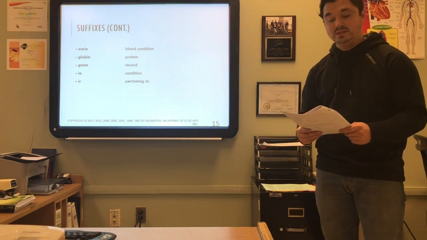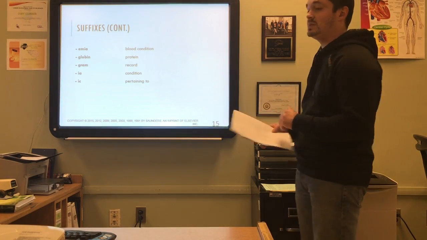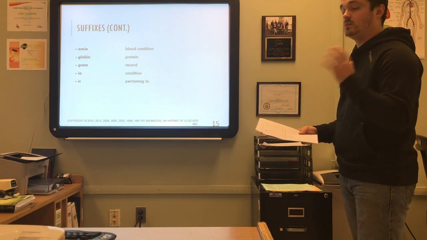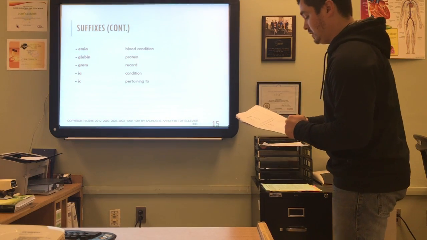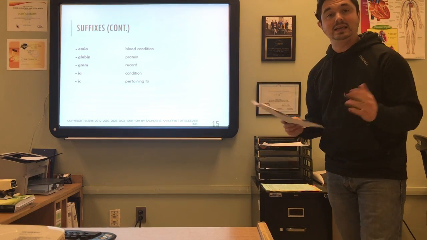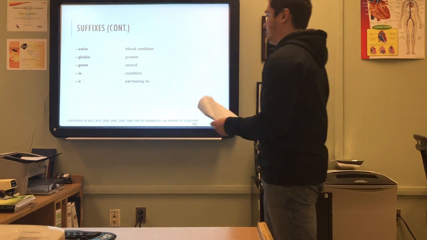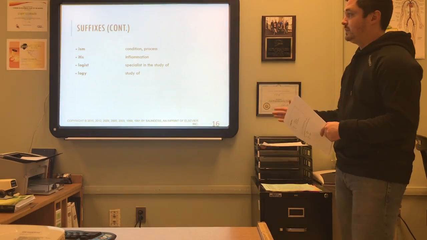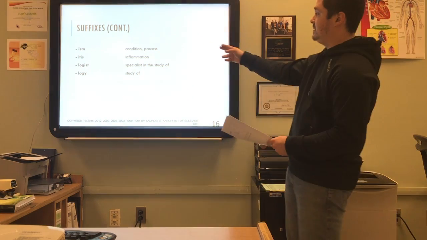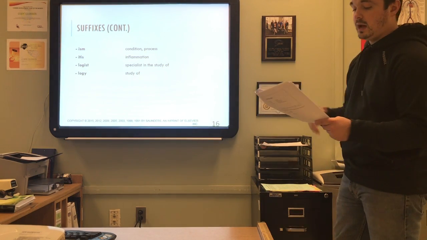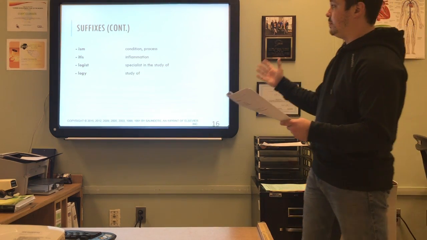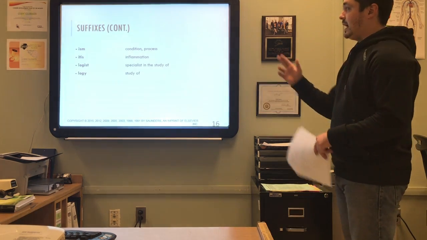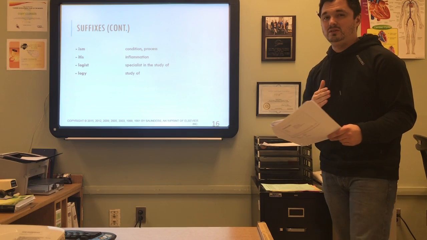And then ic means pertaining to, and you will have a ton of these that mean pertaining to throughout the course. So really take note of that and know that there's more than one suffix that means pertaining to. But ic can be used in gastric, which would be pertaining to the stomach. Some more suffixes. Ism, like hyperthyroidism. Ism means condition or process. So hyperthyroidism is a condition or process of an overactive thyroid gland. Itis means inflammation. We've talked about that one a little bit already today.